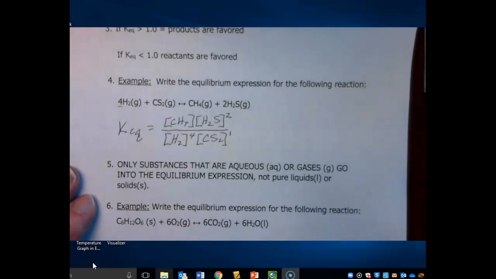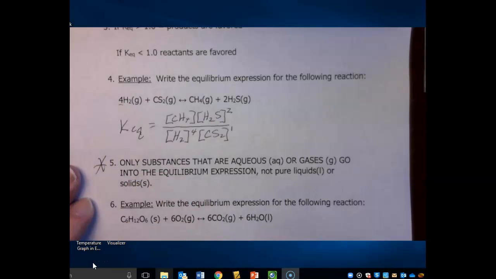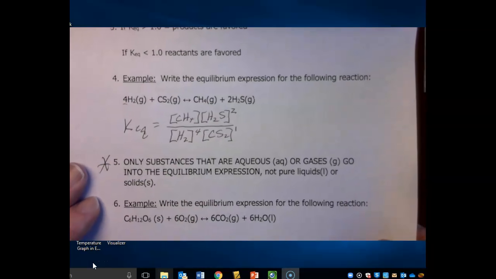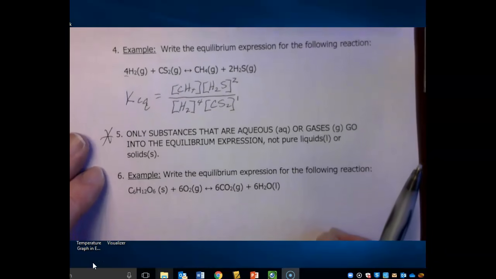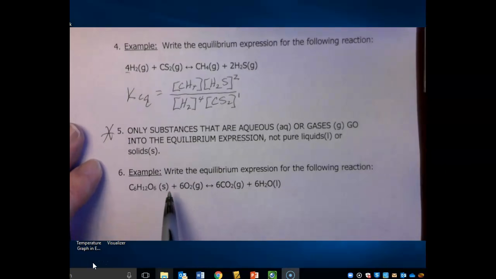Now, very important point here in number 5. Only substances that are aqueous or gases go into the equilibrium expression, not liquids or solids. Only things that are aqueous or gases. So, for example, if we have this reaction, this is glucose, C6H12O6. It's a solid reacting with oxygen to make carbon dioxide and water. In this reaction, the water is a liquid.